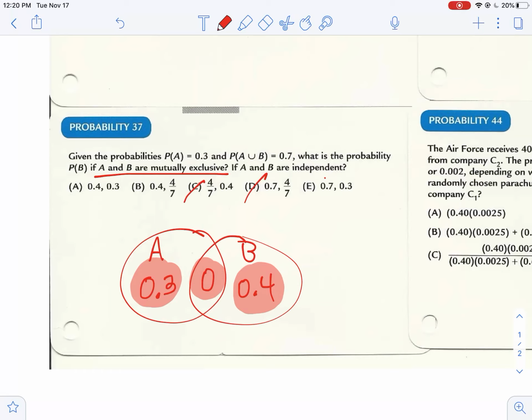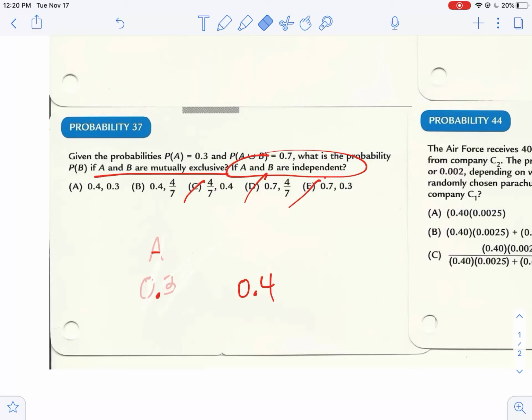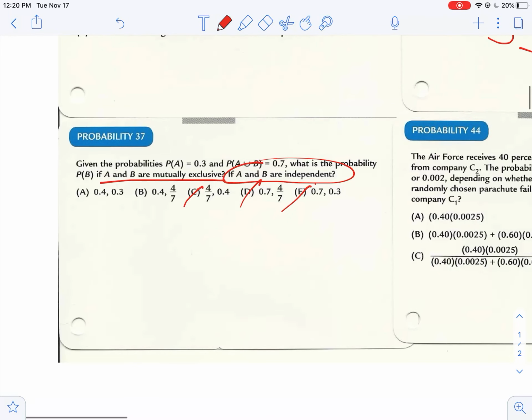Now, next, we've got a different situation, because now they're saying, what if A and B are independent? If A and B are independent, then I should be able to multiply them together to get the probability of them both happening at the same time. I don't have a lot of information to go on. However, I do know the probability of A or B.